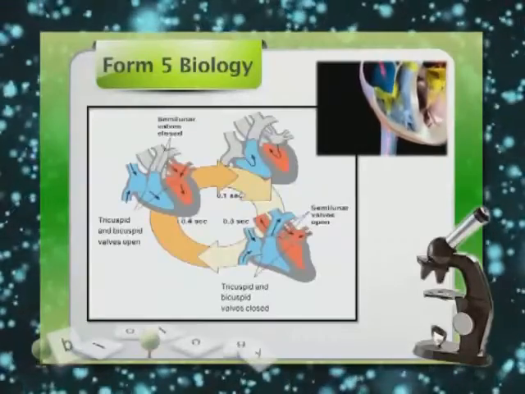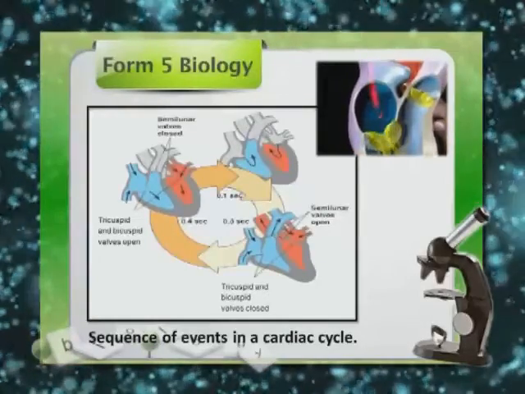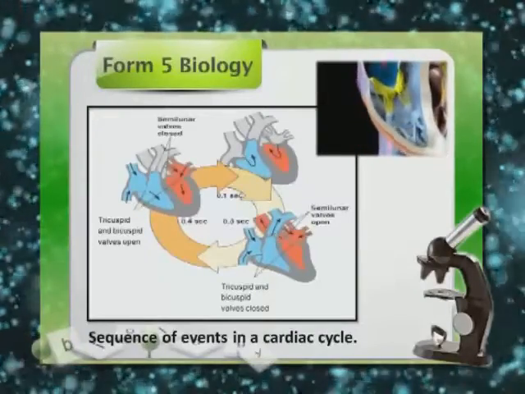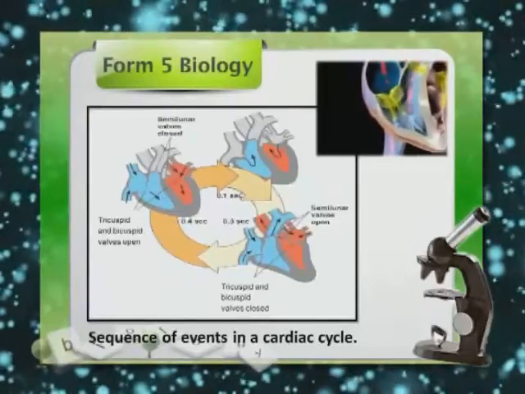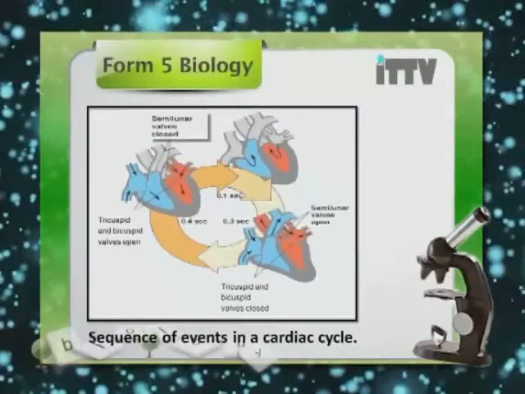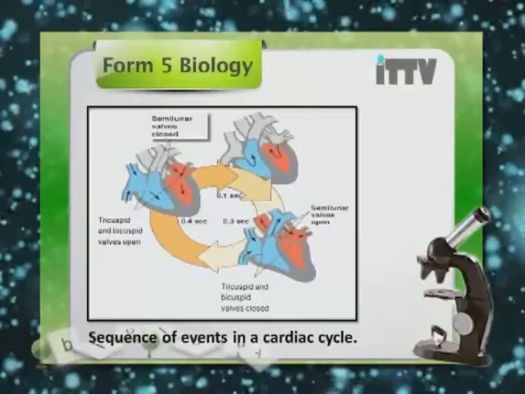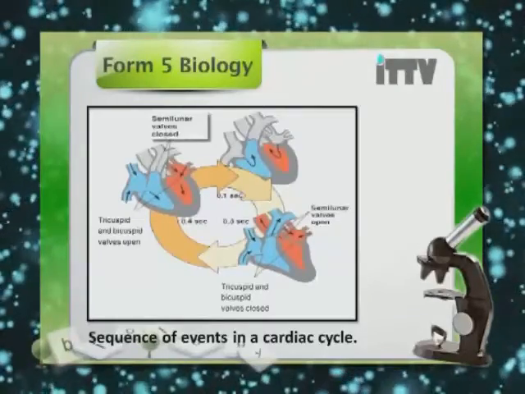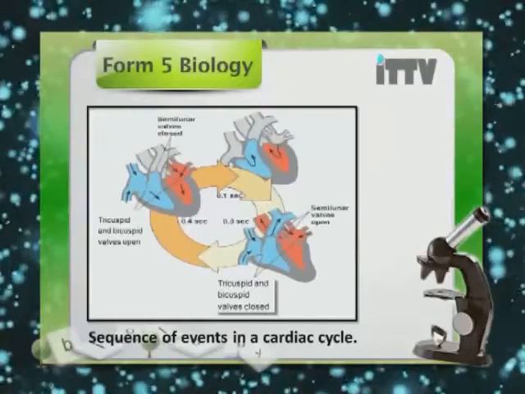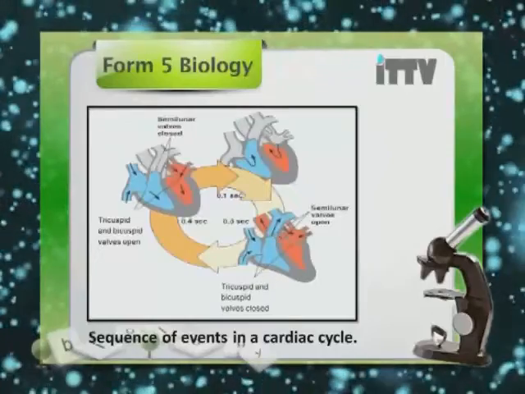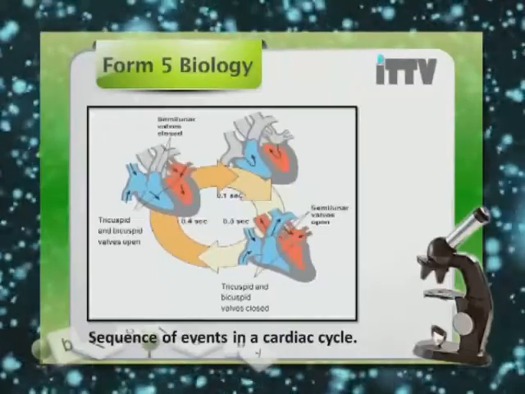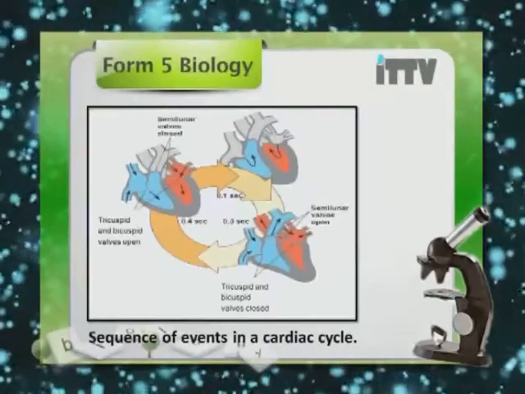If you take a look at the sequence of events in a cardiac cycle in this diagram, you can see, as the arrows are pointing, that the blood is flowing through the right atrium into the right ventricle, as well as the left atrium and the left ventricle, and the semilunar valves are closed while this process of filling up is taking place. During the systolic phase, the atria and the ventricles contract, hence the semilunar valves will open and the bicuspid and the tricuspid valves close. This then leads to the diastolic phase, where finally the atria and ventricles relax. The whole cycle only takes about 0.8 seconds.